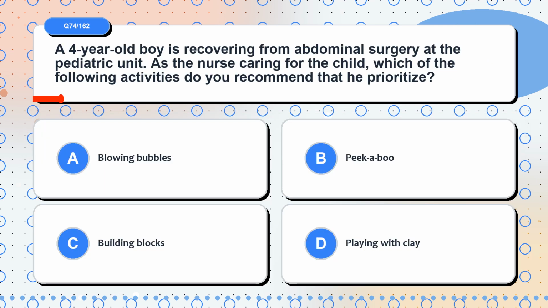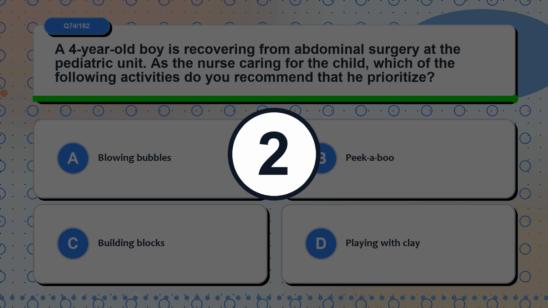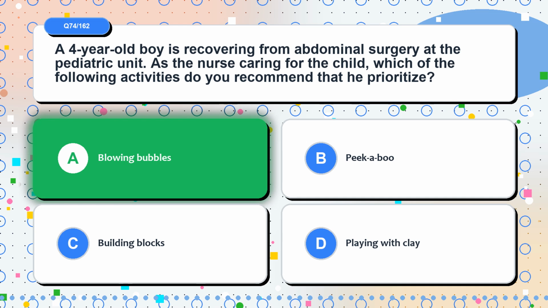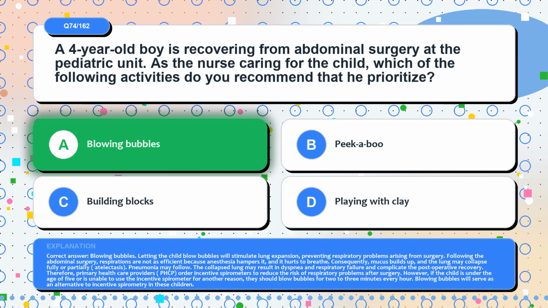Question 74. A 4-year-old boy is recovering from abdominal surgery at the pediatric unit. As the nurse caring for the child, which of the following activities do you recommend that he prioritize? Here are the options. Option A. Blowing bubbles. Option B. Peekaboo. Option C. Building blocks. Option D. Playing with clay. The correct answer is option A. Blowing bubbles. Correct answer. Blowing bubbles.